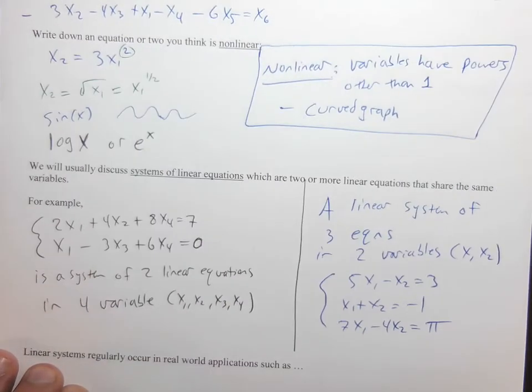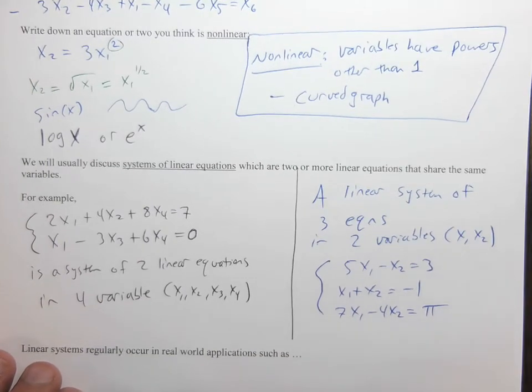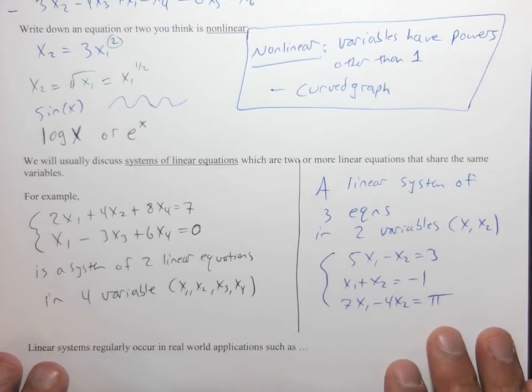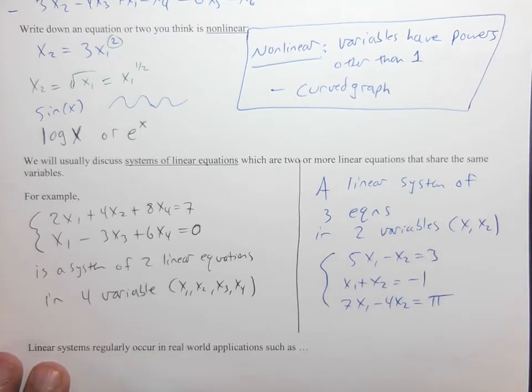Each equation is linear itself because they are powers of 1, and there are 3 of them, right? So 3 equations and 2 unknowns. Okay. So now that we kind of have an idea of what linear equations are, I usually like to start off by also mentioning where this stuff is applied.